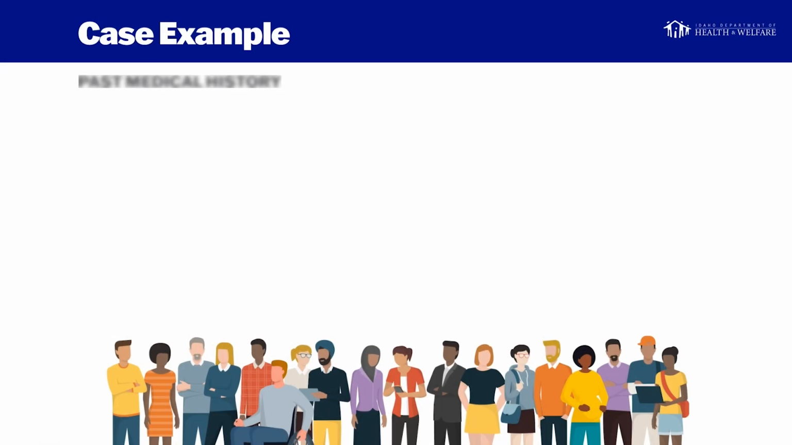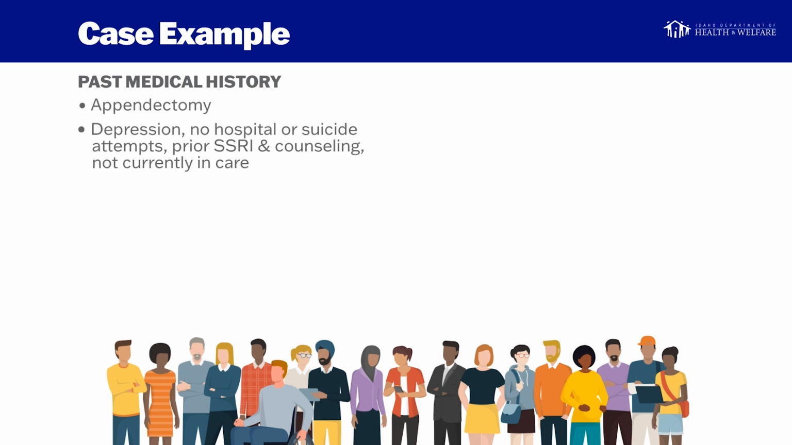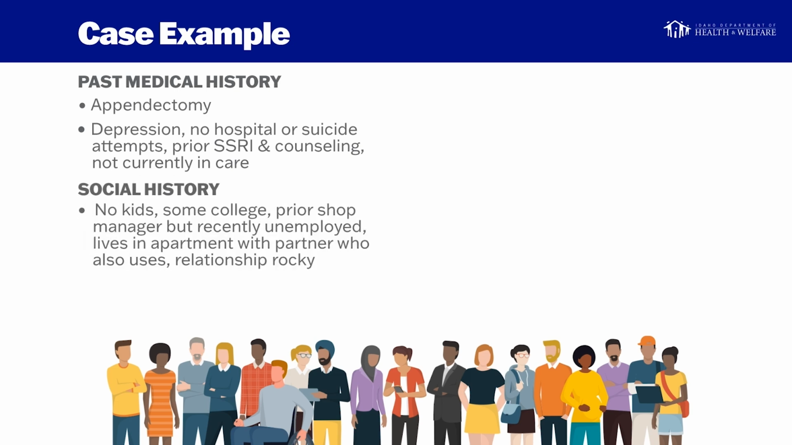In terms of past medical history, they do have a history of depression, but have never been hospitalized related to that. They've never had a suicide attempt. They have had treatment for depression in the past, specifically an SSRI and counseling, but again, they're not currently in care. And in terms of pertinent additional social history, no children, some college, used to work as a shop manager, but recently is unemployed. They live with their partner, but the relationship is currently rocky. Their partner is also using and not ready to quit. In terms of family history, they have a parent with alcohol use disorder.